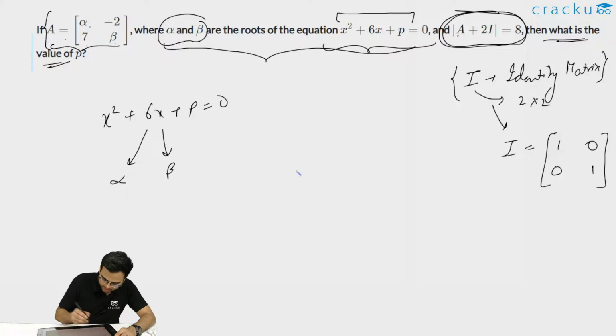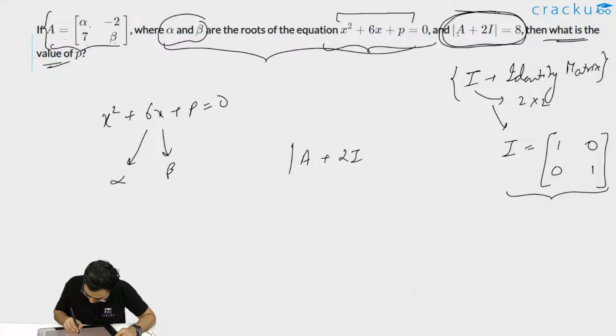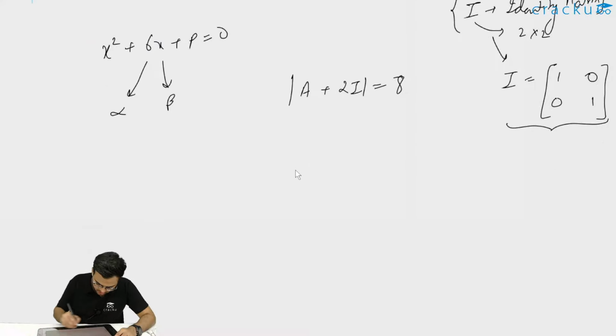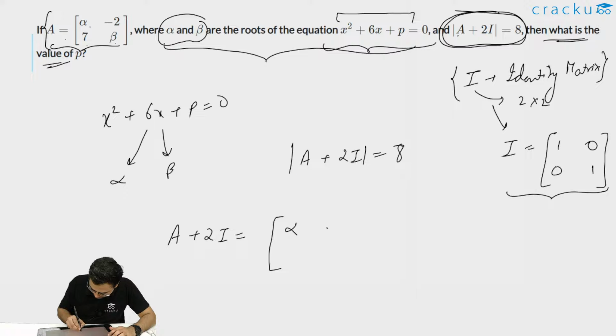Now I know A and I know I as well. So what exactly do I have to do? I have to find the determinant, and I am given that the determinant of A plus 2I is equal to 8. Now let me first find the value of what exactly this A plus 2I is. So if I write A plus 2I, what is matrix A? Matrix A is alpha minus 2, alpha minus 2.